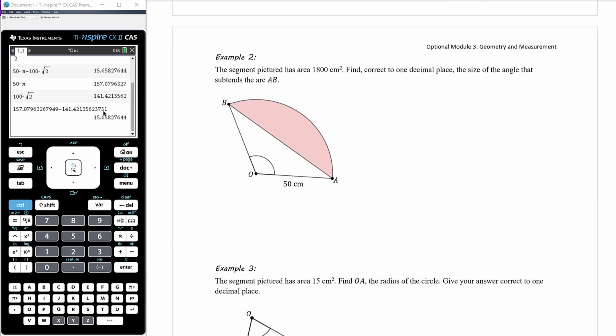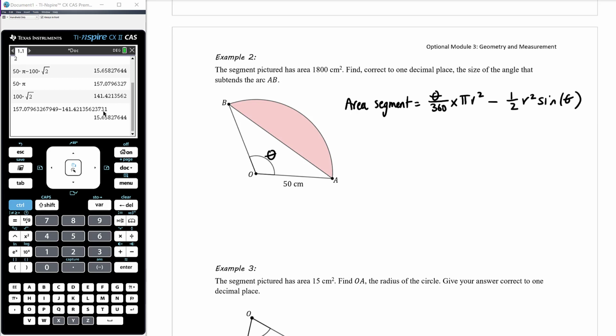The segment pictured has area of 1800 centimetres squared. Find, correct to 1 decimal place, the size of the angle that subtends the arc. So it is the angle that's unknown and it is the area that is known. Again, let's focus on what we know. The area of the segment is the area of the sector, which is theta over 360 times pi r squared, minus the area of the triangle, which is half times r times sine of theta.